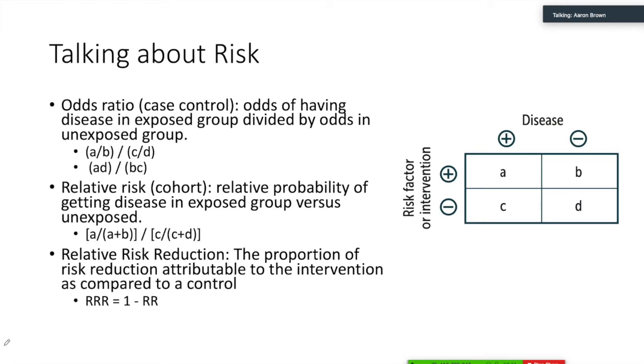So now we've talked about our sensitivity and specificity. We can start talking about risk. So we said that odds ratio is an equation that we can use in our case control studies. Now, case control, is that a prospective or retrospective study? Nice, very good. Case control is going to be retrospective.